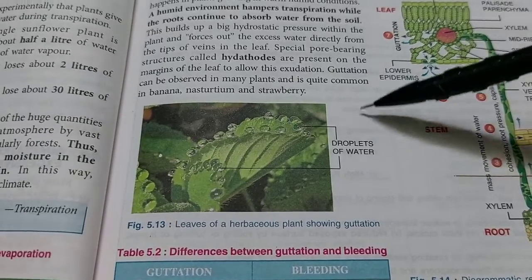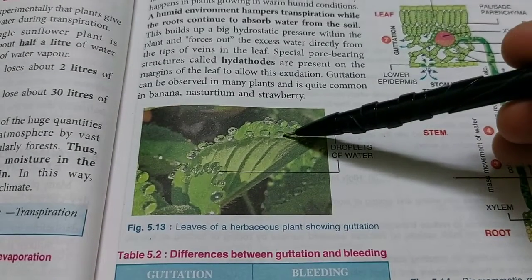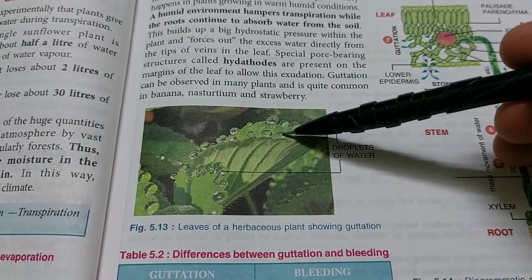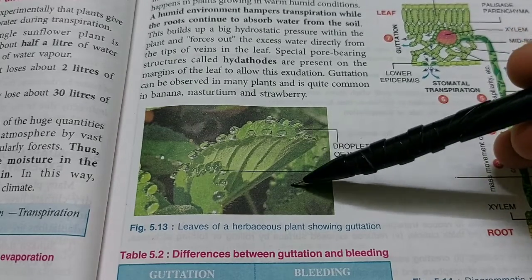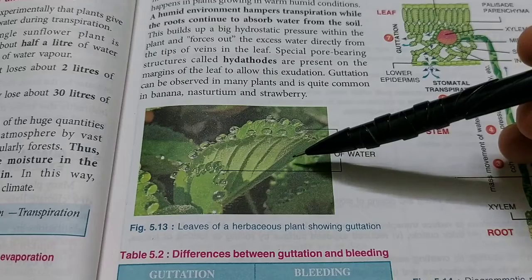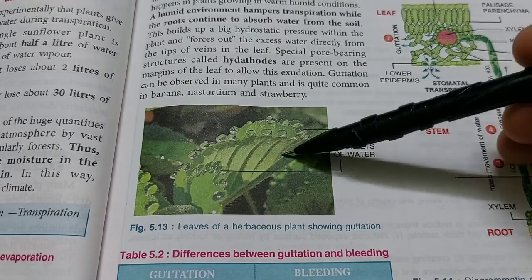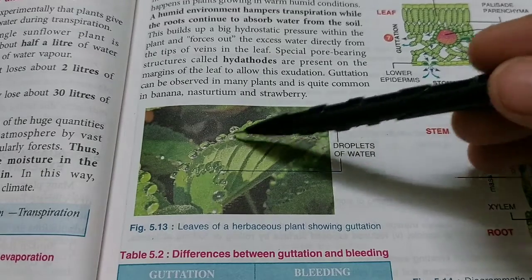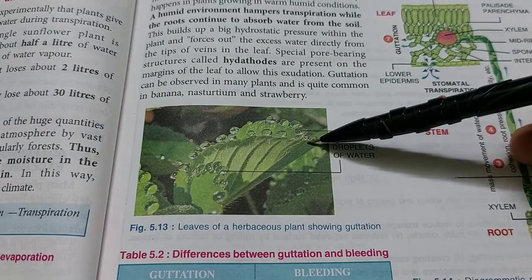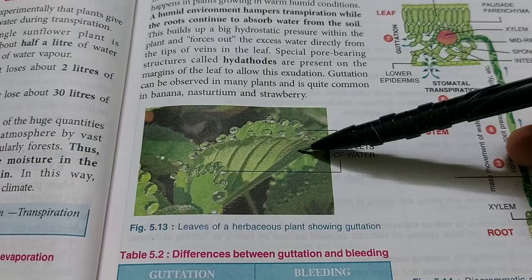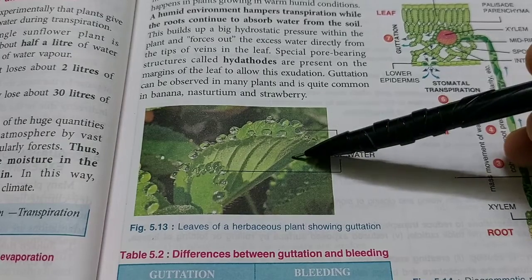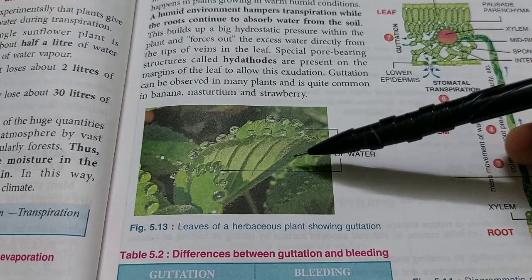Sometimes the root pressure is so much that the margins of the leaves ooze out water from pores called hydathodes. This happens in some plants, and this is called guttation. This is different from bleeding because here there is no cut. There were already pores called hydathodes at the margins of the leaves. And this happens especially in early mornings or late evenings, when the rate of transpiration is low and rate of absorption of water is comparatively higher.